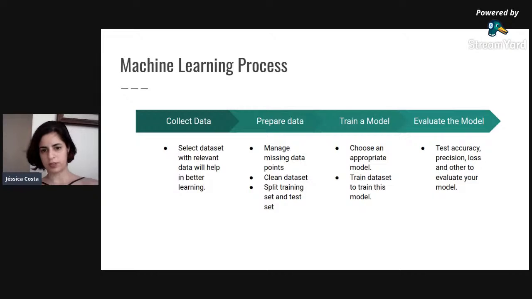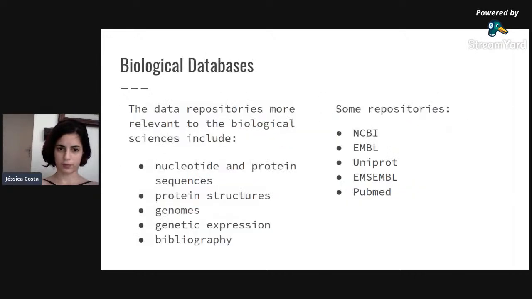We follow this process when we work with machine learning. The machine learning process in genomics works this way too. Collect data. In biological topics and biological research, collecting data is relevant, a very important phase, okay? We need to select data sets. Some repositories can be very useful to extract data for your research, for your applications.